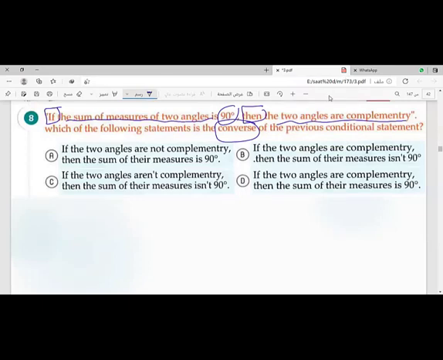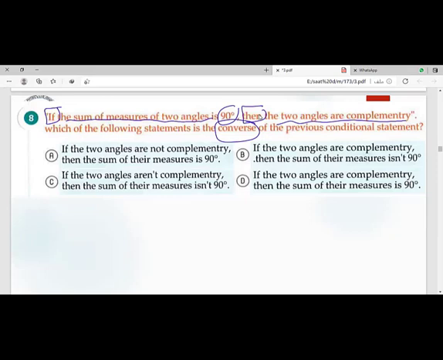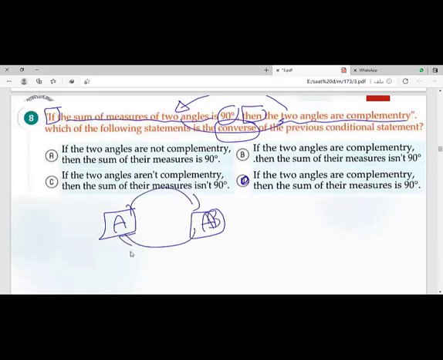Yes, Sadim, very good. Abdurrahman, yes, very good. Yes, it's number D. Here, if two angles are complementary, we take the conclusion as hypothesis and the hypothesis as conclusion. This is the converse. So in the converse, we exchange p and q, hypothesis with conclusion, we just make a replacement.